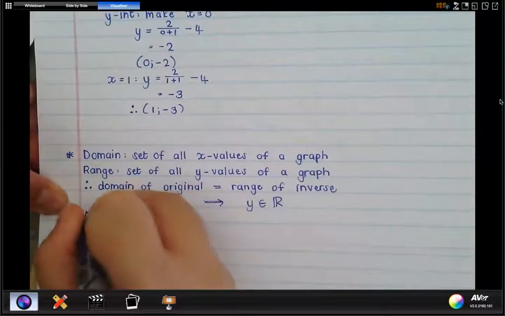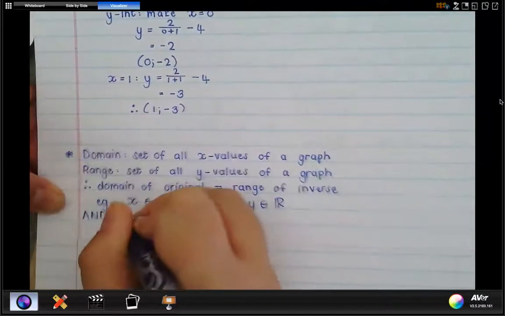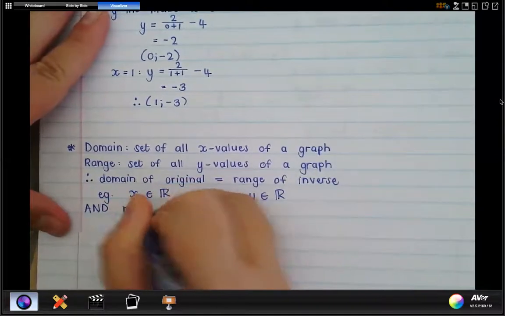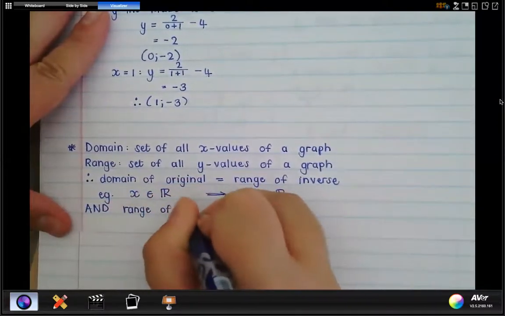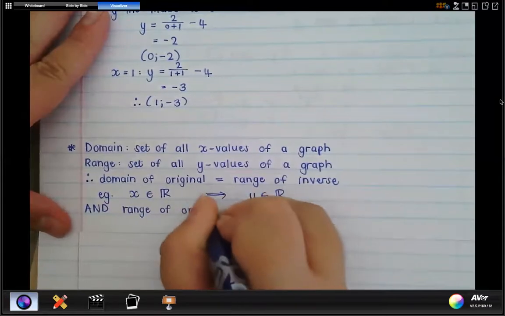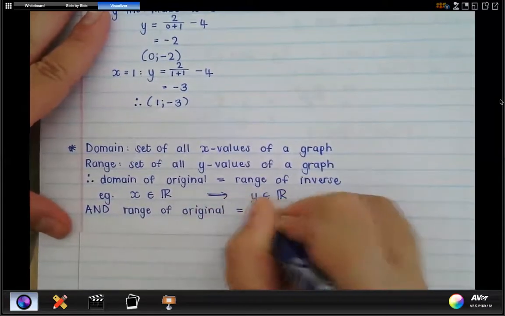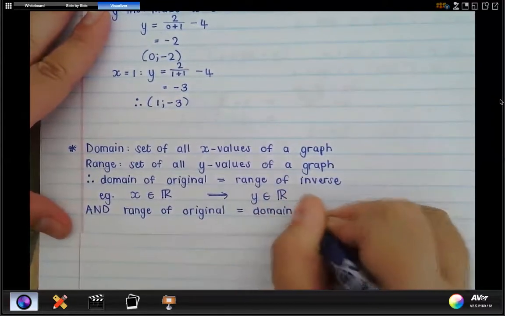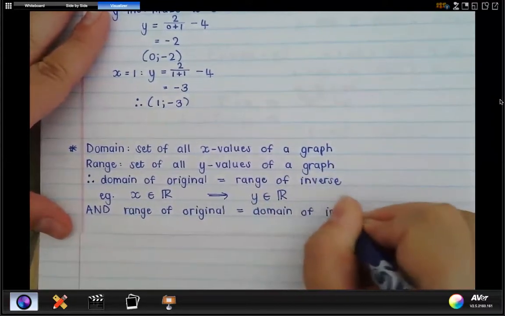And I'm running out of space here, I'm just going to squeeze it in. The range of the original is equal to the domain of the inverse.